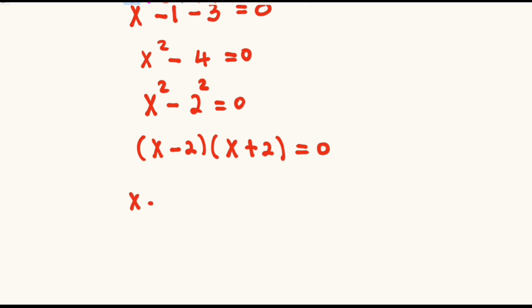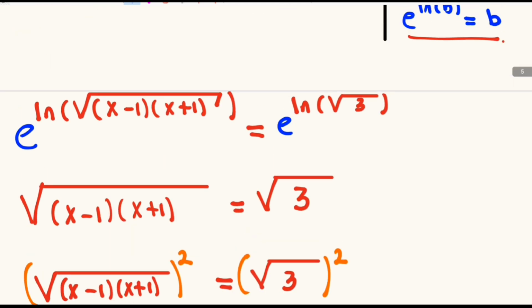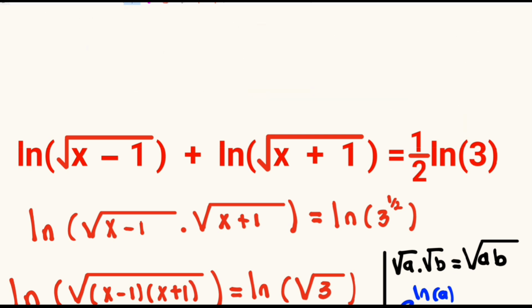So x minus 2 will be equal to 0, or x plus 2 will be equal to 0. We take the negative 2 from the left to the right, and it will change sign to positive 2, or x plus 2 is equal to 0. We take the 2 from the left to the right, and x will be equal to negative 2. So we are saying that x is equal to 2, or x is equal to negative 2.